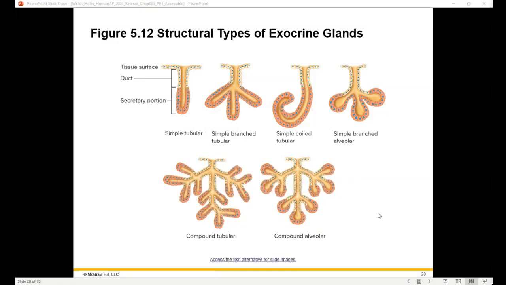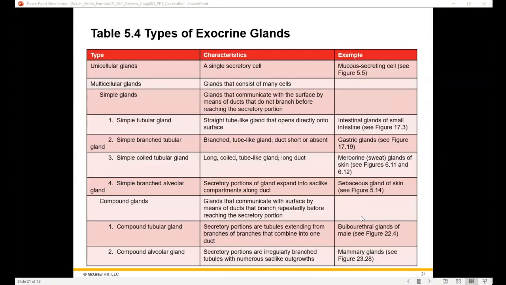Figure 5.12 shows you the different types of exocrine glands. Okay, table 5.4 is a table that shows the types of exocrine glands, and you may want to look at this in studying for the next exam.